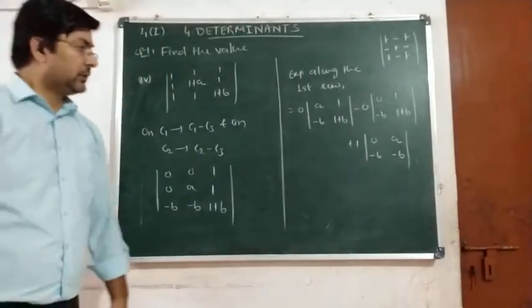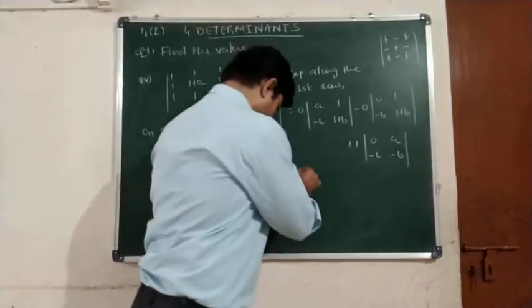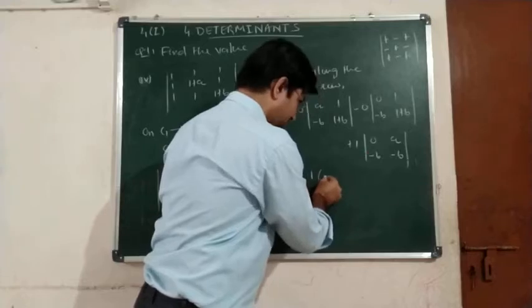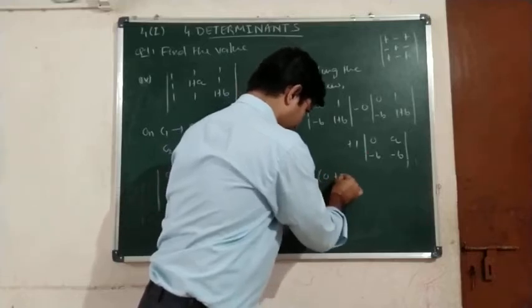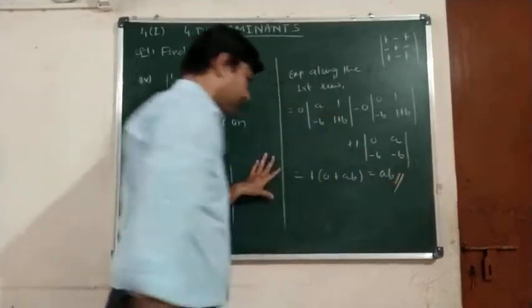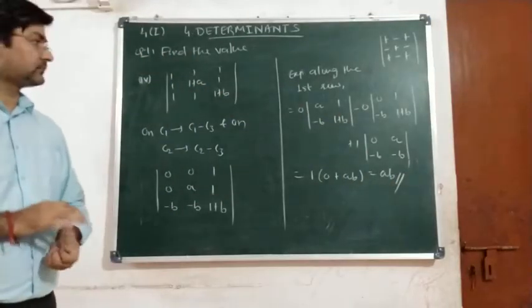Clear? So obviously now the first and second terms will be 0, so I am not writing them. 1 into 0 into minus b will be 0, minus minus plus ab. So your final answer will be ab only. 1 into ab will be ab. Clear?